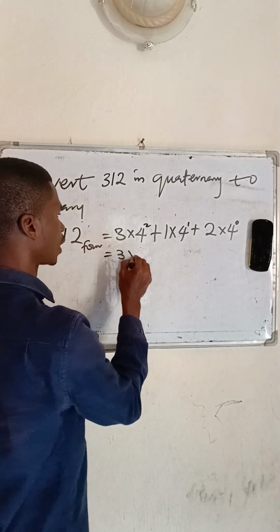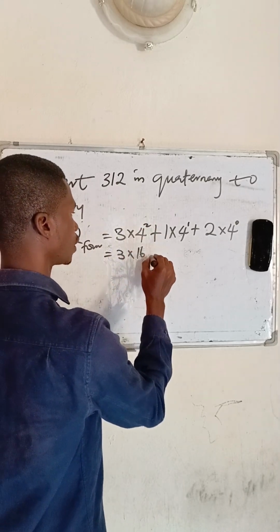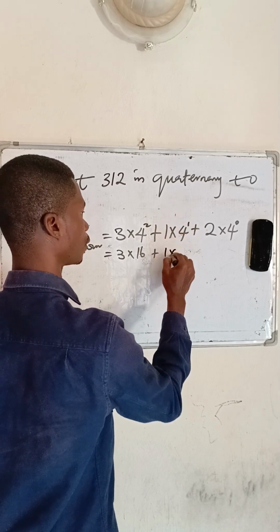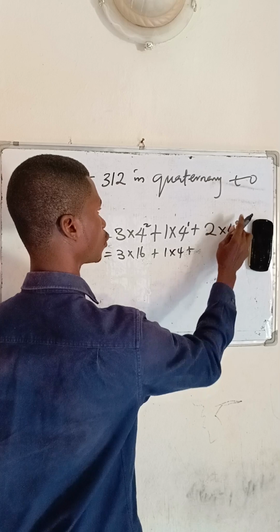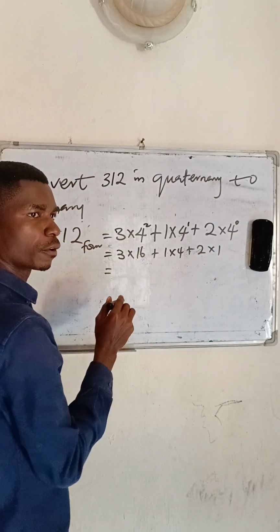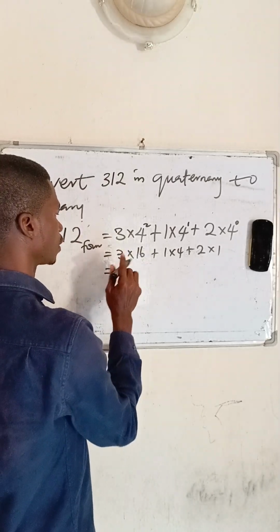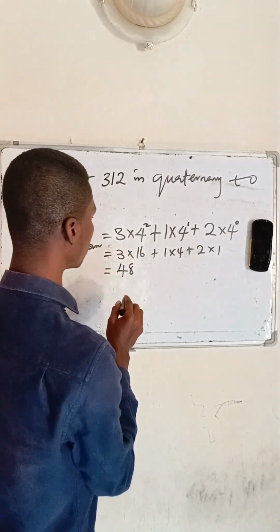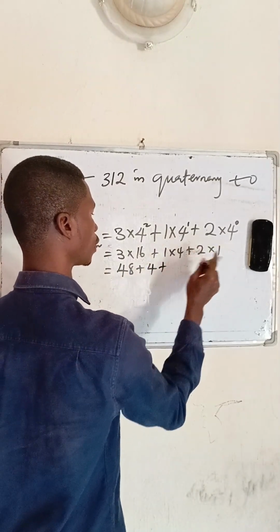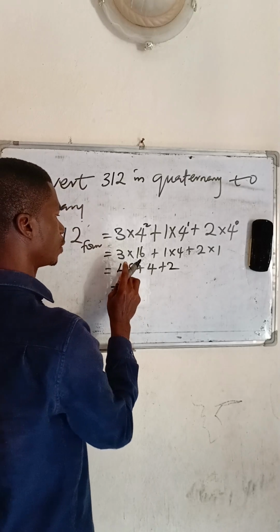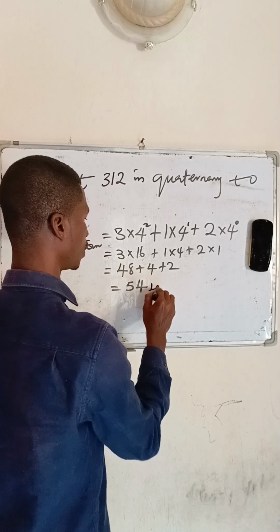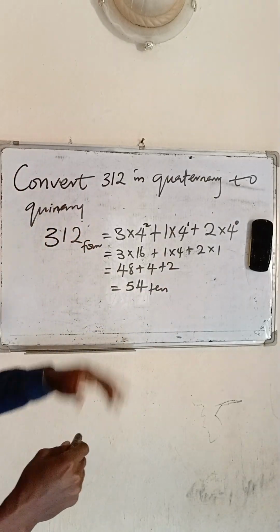So we have 4 times 4 is 16. Are you seeing it now? Plus 4 times 1 is still 4. So we have 4 plus 4 raised to power 0, this is what? 1. So what do we do now? 3 times 16, we have 48. Hope I'm not mistaken. We have 48 plus 1 times 4, 4, plus 2 times 1, 2. So what do we do? This plus this, we have 50, plus this, that's 54. This is in base 10. Please take note of that.